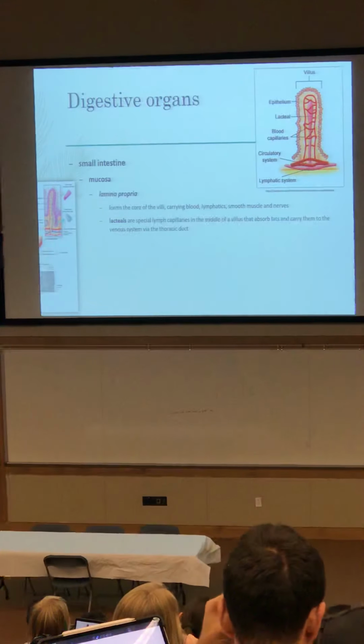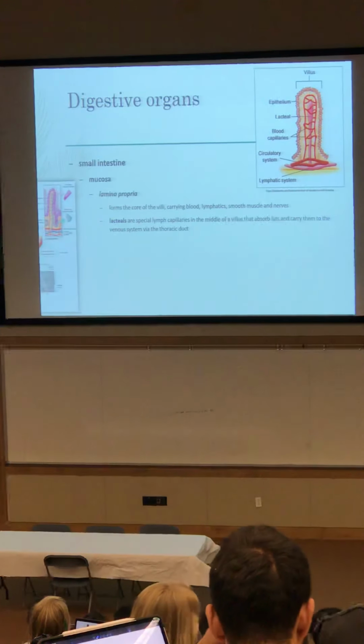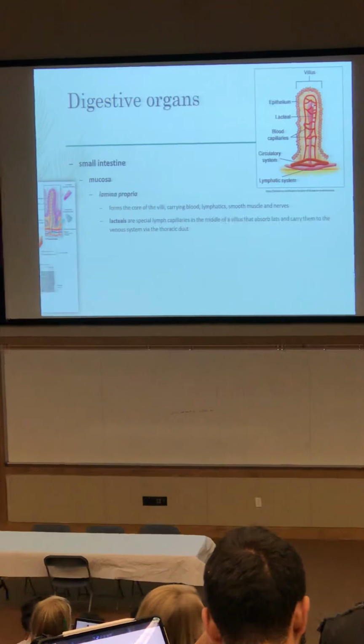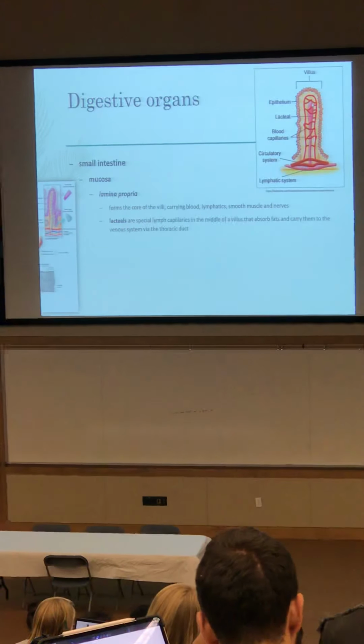So these are our simple columnar epithelium. This is lamina propria in here. And notice that there's a blood vessel network. But there's also in the center a huge lymphatic capillary. And we call this a lacteal.